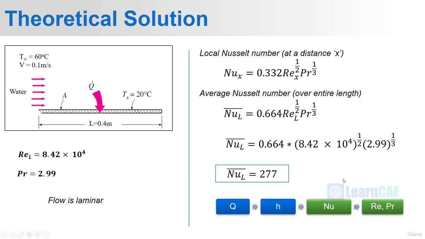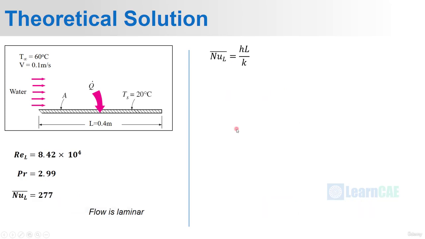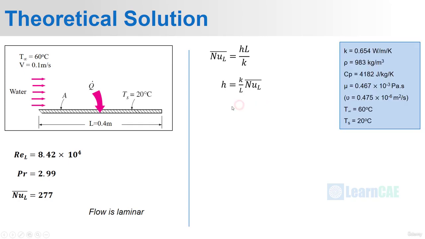Okay. Now you have got Nusselt number from which you can calculate the convective heat transfer coefficient H. Nusselt number is given by HL by K, that is convective heat transfer rate divided by conductive heat transfer rate in the fluid. Okay. Now we shall substitute the values. The average Nusselt number is 277. We know the thermal conductivity and the length is 0.4. Therefore, H will be equal to K into average Nusselt number divided by length. Substituting the values, we will get H is equal to 453.6 watt per meter square per degree Celsius.